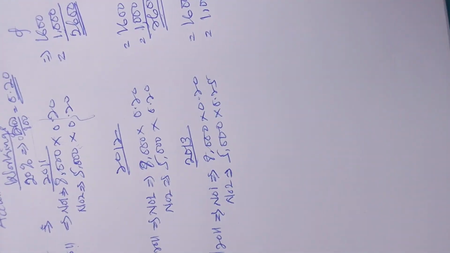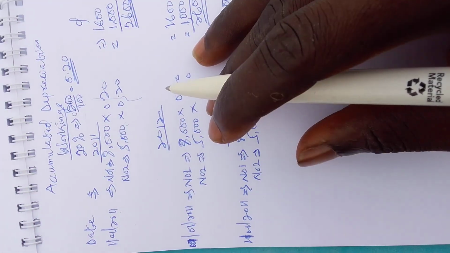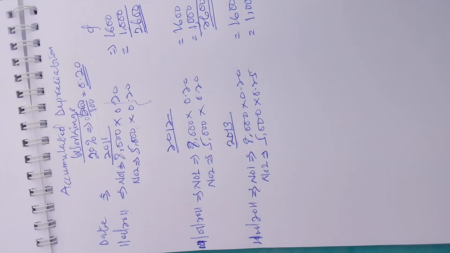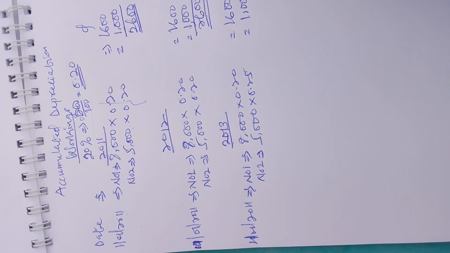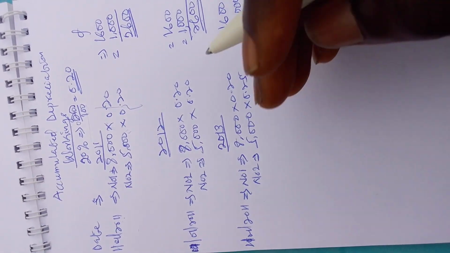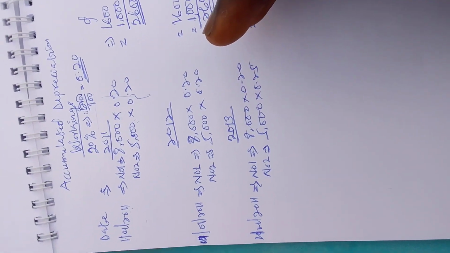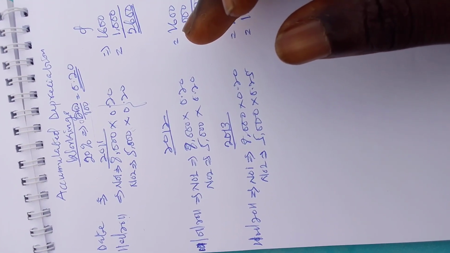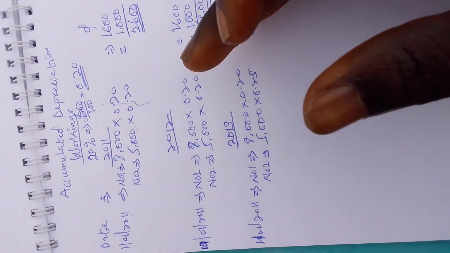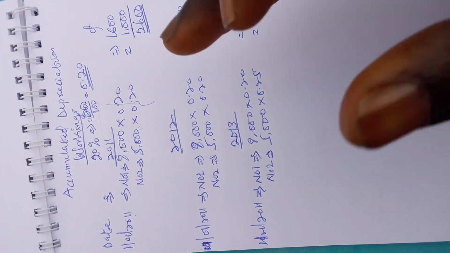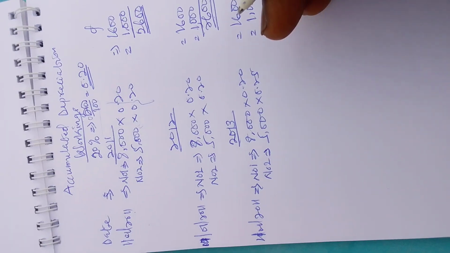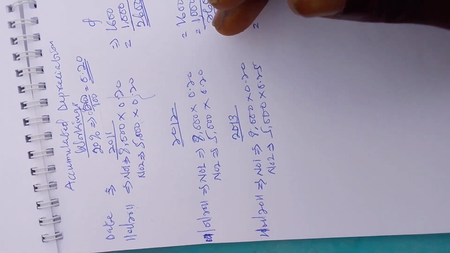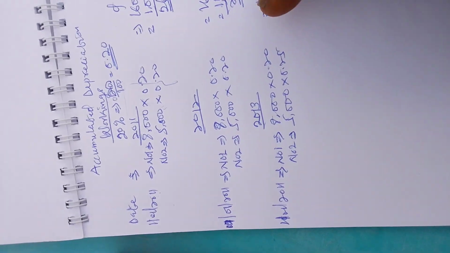But in 2013, another asset was introduced. When we were doing the calculation, two assets were introduced. So you are also going to introduce them and calculate depreciation on them from when the asset was bought, up to the end of the year, so that you will know the number of months the asset was used. In 2013, asset number 3 was purchased on 1st July.